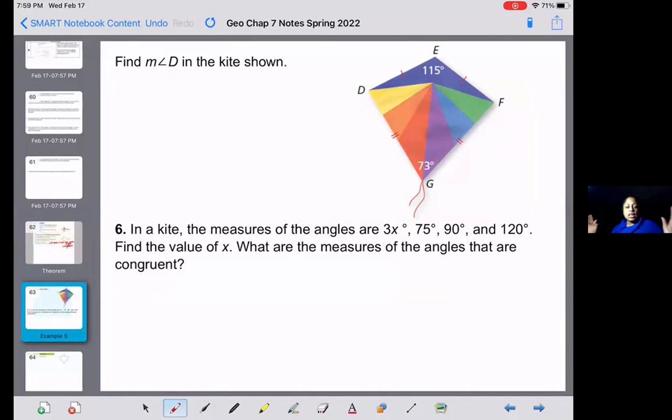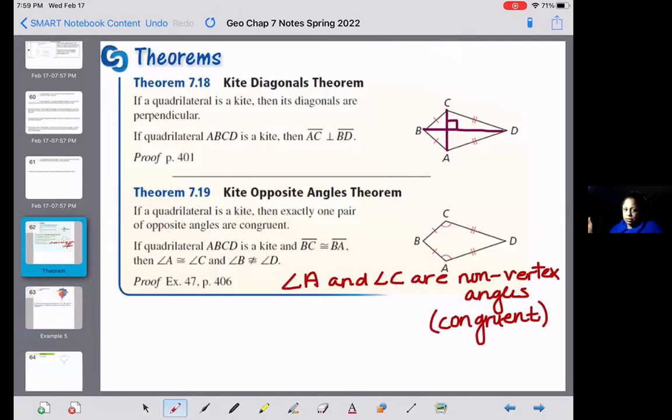Find the measure of angle D in the kite shown. All right, so in this kite, we've got a single tick mark here, a single tick mark here, and then a double tick mark here, a double tick mark there. So the non-vertex angles are angle D and F. That's where the single and double tick mark segments meet, D and F. All right, so angle D is congruent to angle F because of that theorem from before. It doesn't say non-vertex angles, but I'm telling you it's what it is.